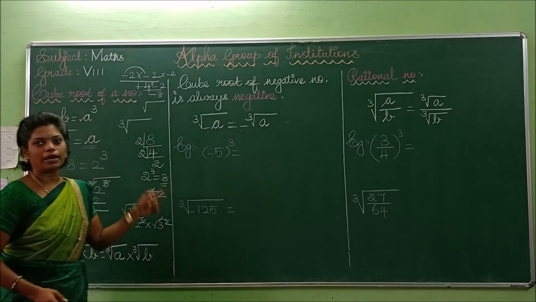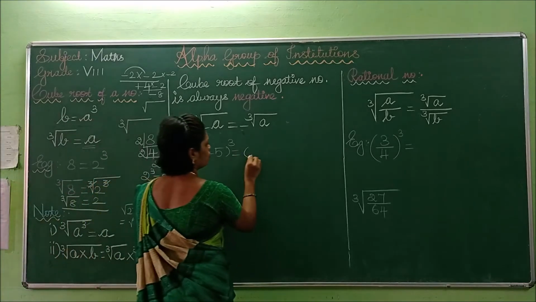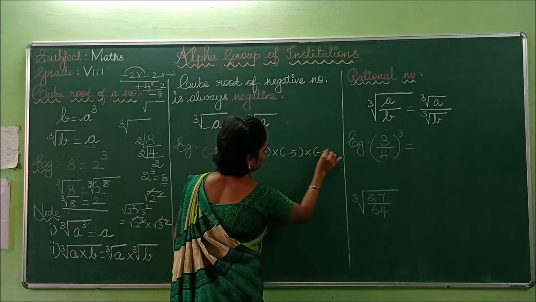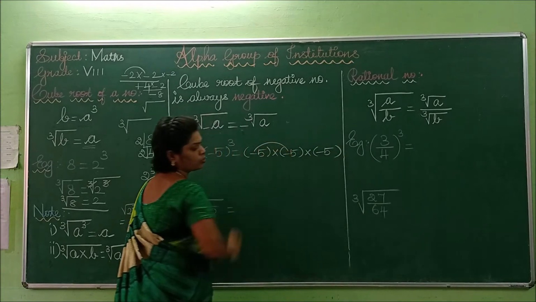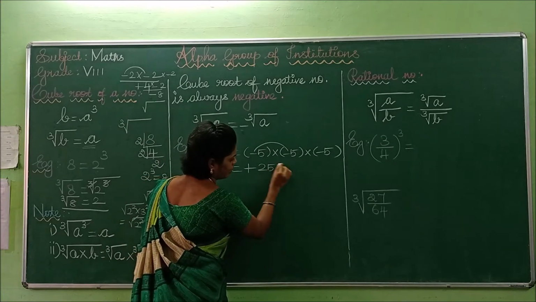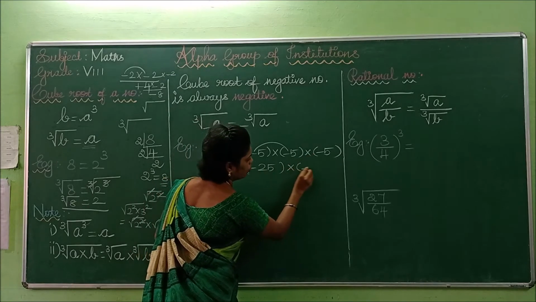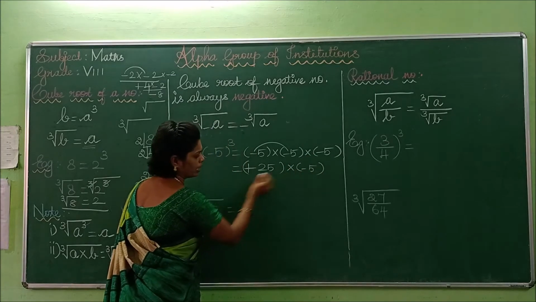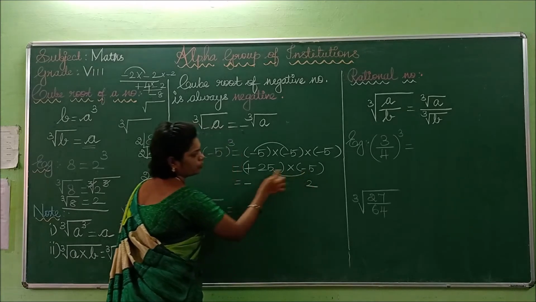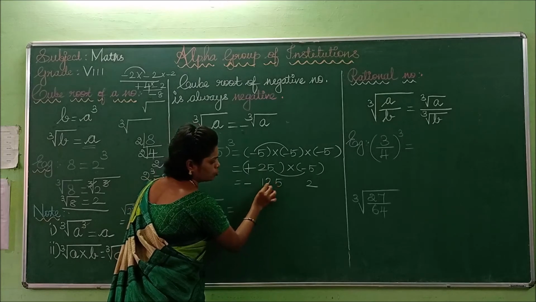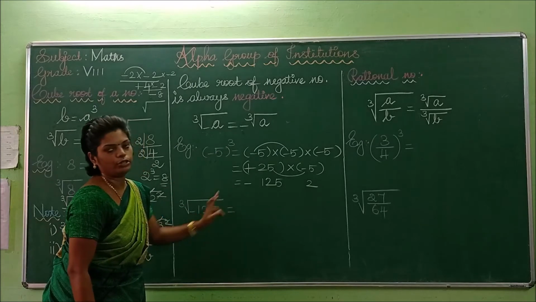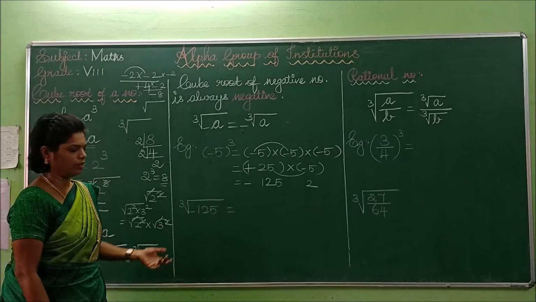That means you have to write that minus 5 three times. So minus 5 into minus 5, and again you are having another negative value. So plus into minus is minus. 5 5s are 25, remaining 2. 2 5s are 10. 10 plus 2 is 12. So your result is minus 5 whole power 3, which is equal to minus 125.